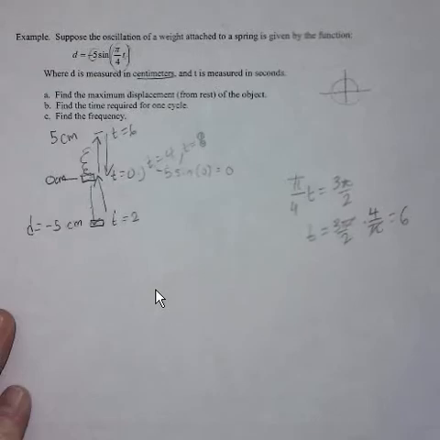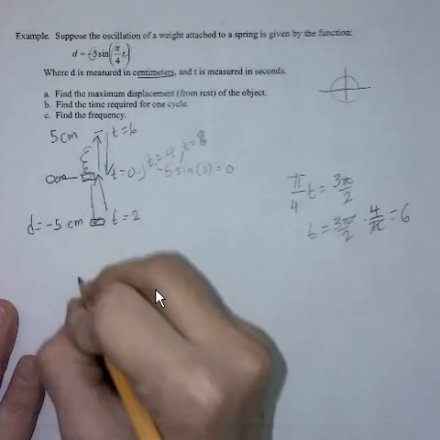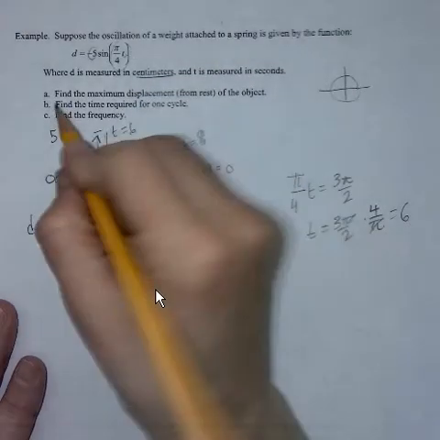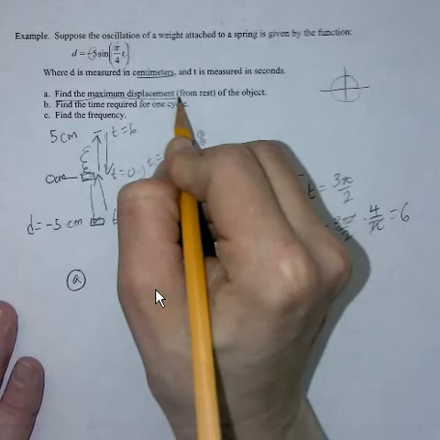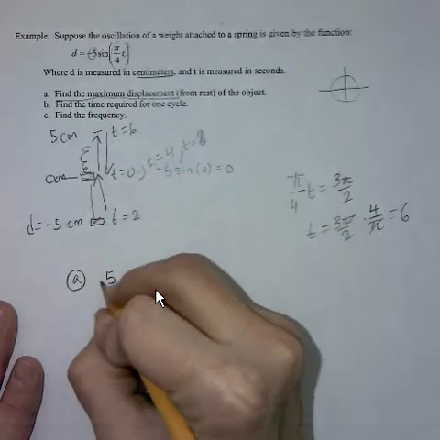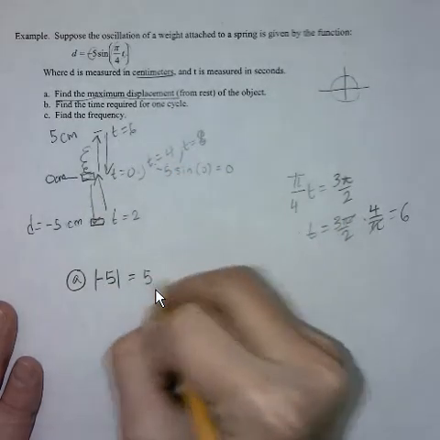Alright, so let's answer the questions, and we kind of already know the answers now. Find the maximum displacement from rest. That would be 5. That's just the absolute value of -5. And then label that, it's centimeters.